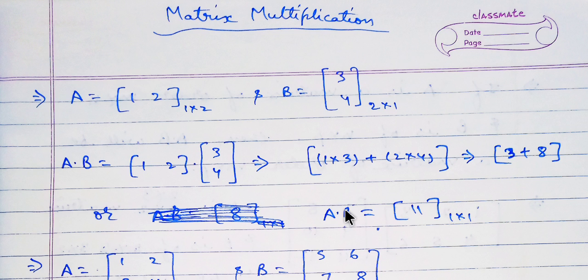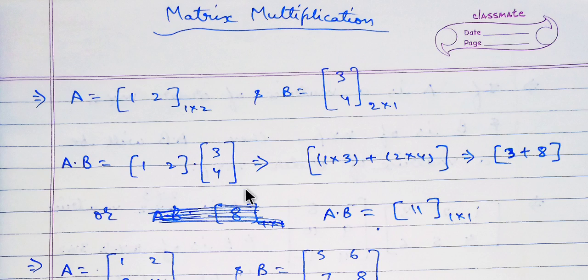We can also find the product B dot A. How do we find B dot A? For this we first write matrix B, and then we write matrix A. A will be written not on the left side of B but on the right side of B, and then we do the same things.